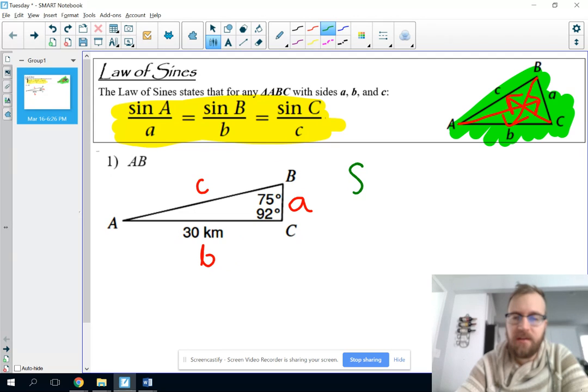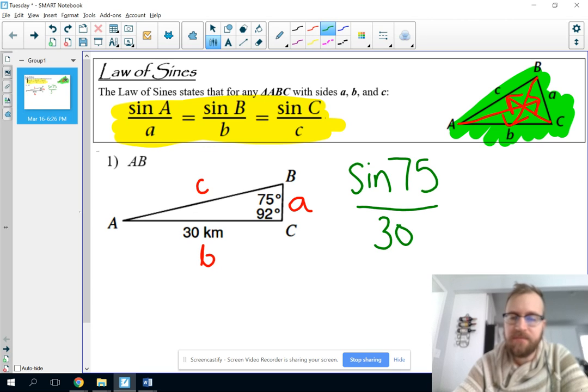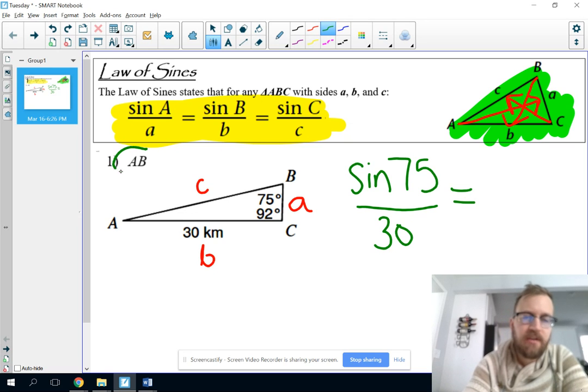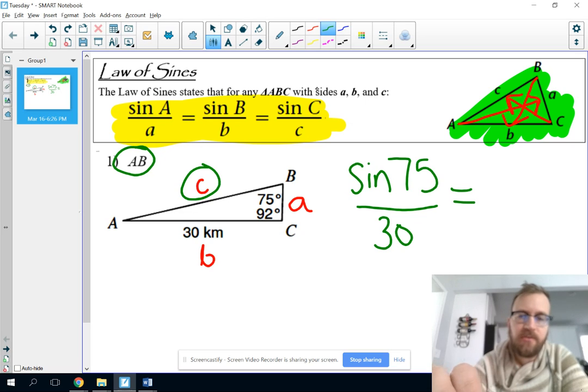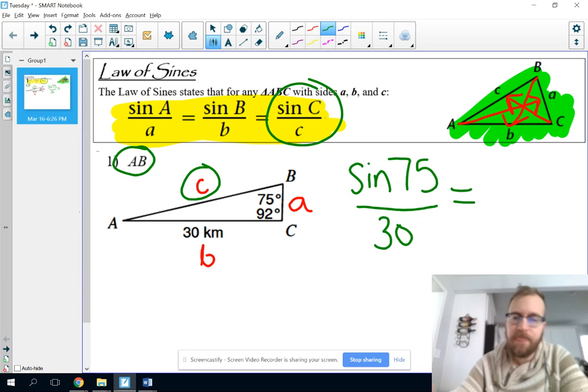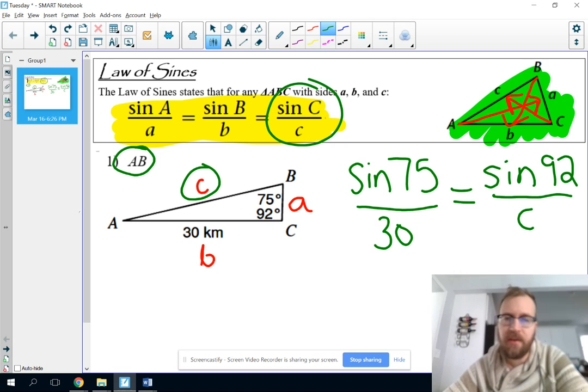So the sine of big B, 75, over little b, side b, which is 30, equals what we're trying to solve for. We're trying to solve for AB, which in the diagram we labeled as little c. So we use the third ratio: the sine of big C, the angle 92, all over little c. Now we have a proportion.